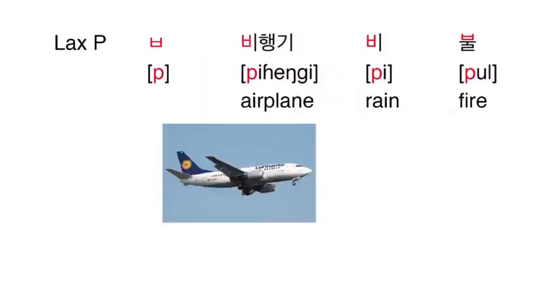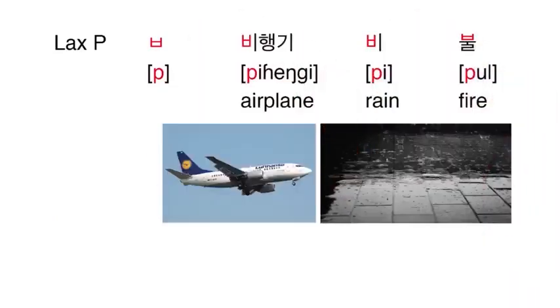The basic P sound in Korean, known as lax P, is B as in 비행기. It's unvoiced, and it's slightly less aspirated than its English counterpart. In IPA, you'll see it marked as a lowercase p. And if you're comparing it to English, you can compare B and P. You're going to be listening for the amount of aspiration. English has a little bit more.